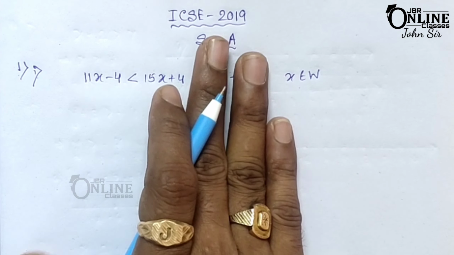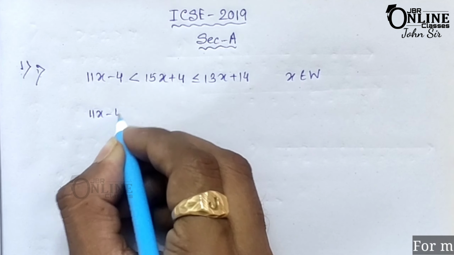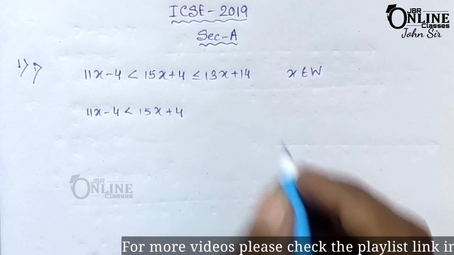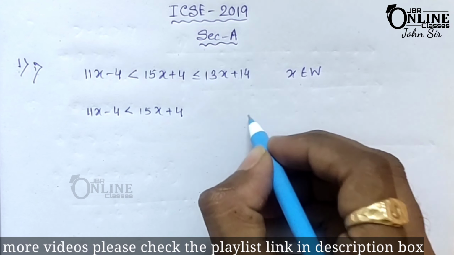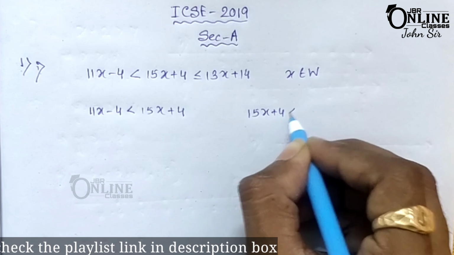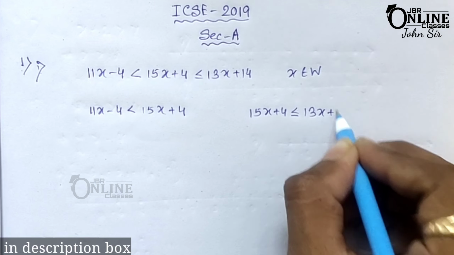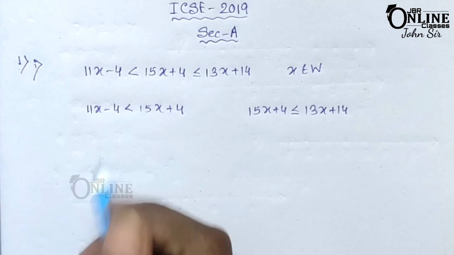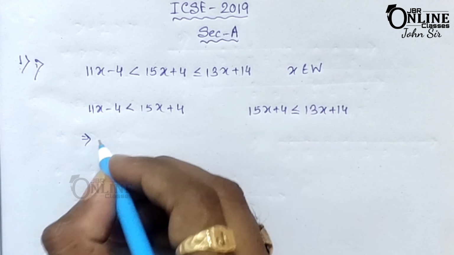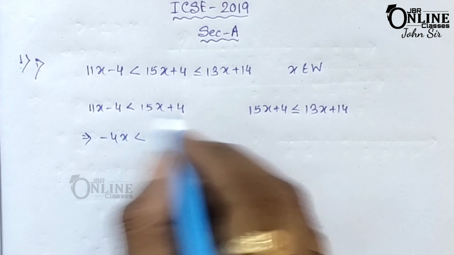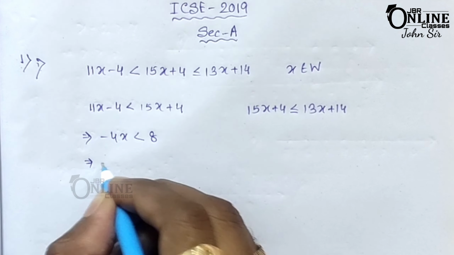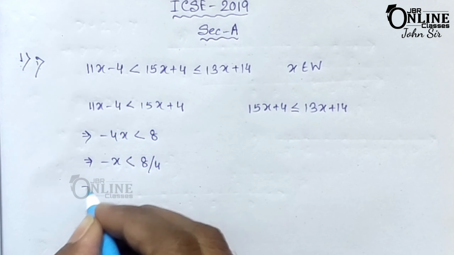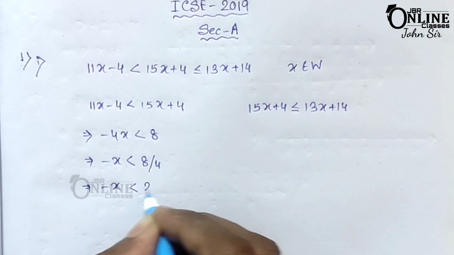So if you cover the right portion, then you will get 11x minus 4 less than or equal to 15x plus 4, and if you cover the left portion, then you will get 15x plus 4 less than or equal to 13x plus 14. Now we are going to solve these two. So from the left one, minus 4x less than or equal to 4 plus 4, that becomes 8. So minus x less than or equal to 8 by 4.